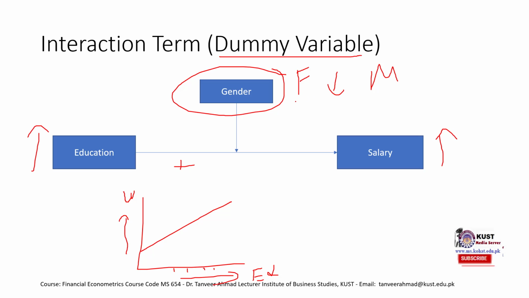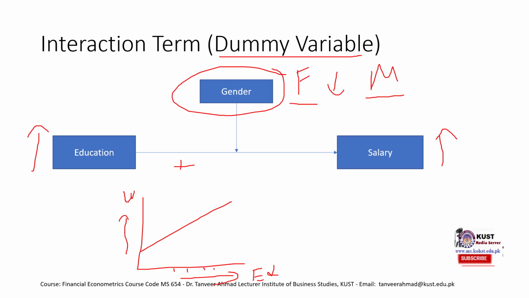But the increase in salary for the same level of education is lower for female as compared to male. So in this case, this gender variable, which is a categorical dummy variable, is playing the role of moderating the relationship. It is not changing the direction. Obviously, in this theoretical example, an increase in education of one gender would not decrease their salary. So if female education increases, their salary would not decrease. That is not the case.